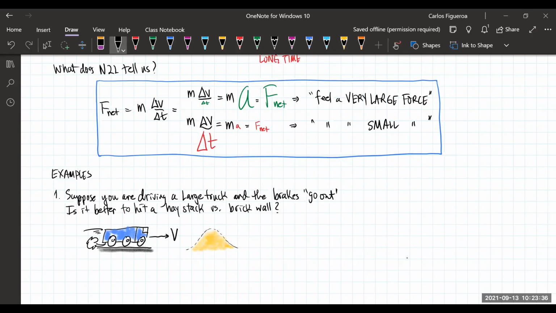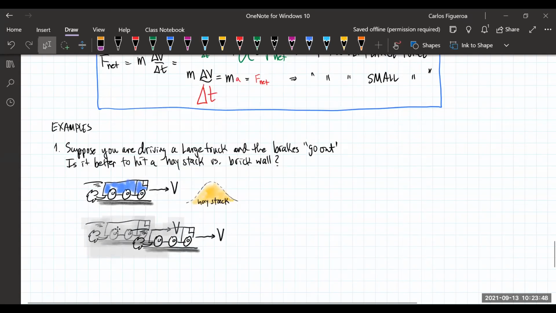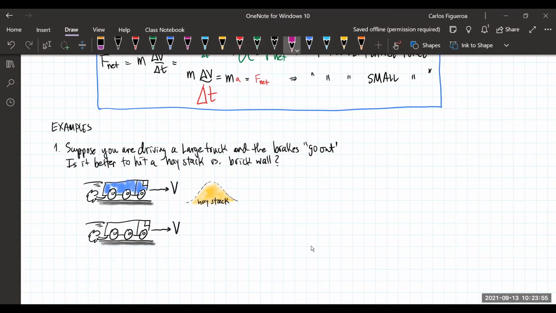So we know that this one's going to hit a haystack. Then I have a different colored truck, exact same truck, but let's give it a different color. Let's say that this color is violet. Now, this one, on the other hand, is going to do what? It's actually going to hit a brick wall.